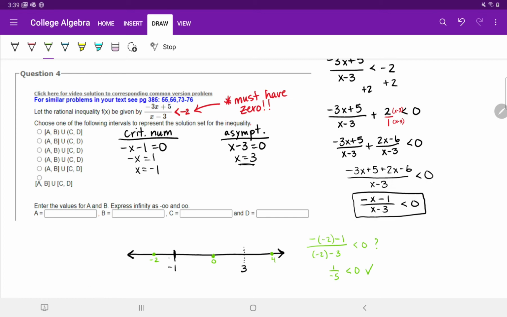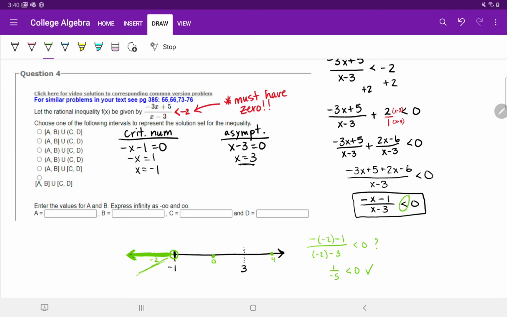So less than 0, we're down here below the axis, going all the way down to negative infinity. Since our function is asking for strictly less than 0, it doesn't include this -1. So we're going to have a big open circle here because -1 is not included in our answer.